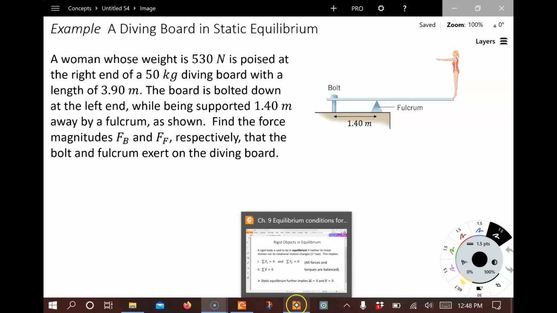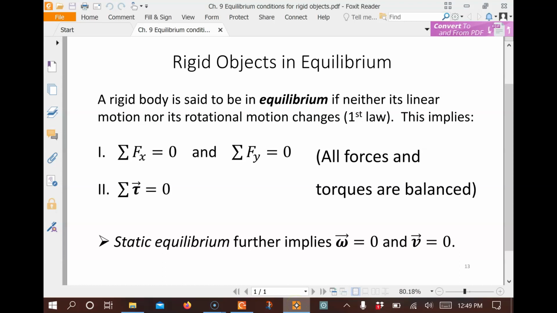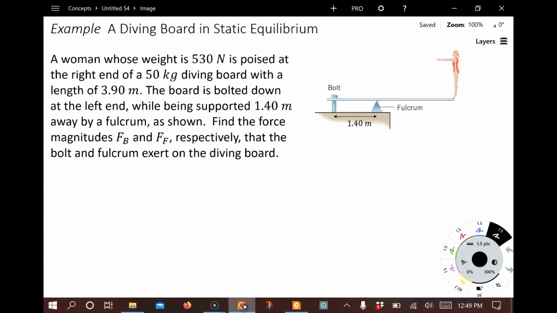The conditions for equilibrium, just to remind you, are the ones which I just mentioned. The net force in the x and y directions are zero, so the forces are balanced in both directions. And finally, the torque is balanced about any axis of rotation. If you add up the net torque, you get zero. So we're going to use these conditions to solve this problem.